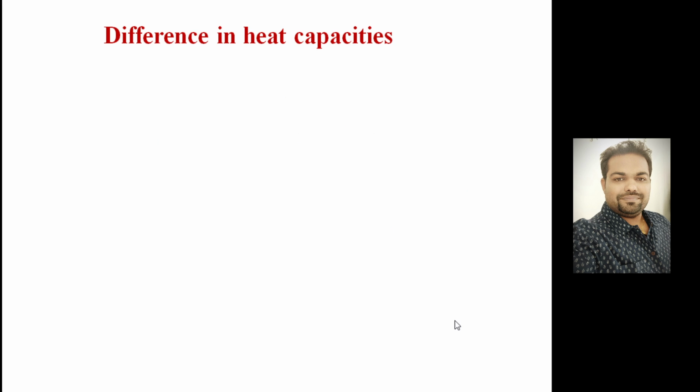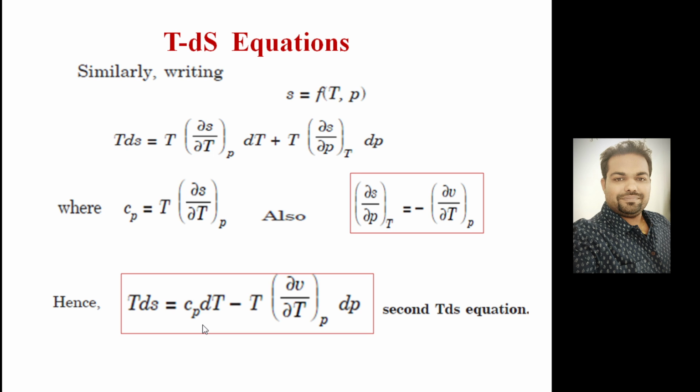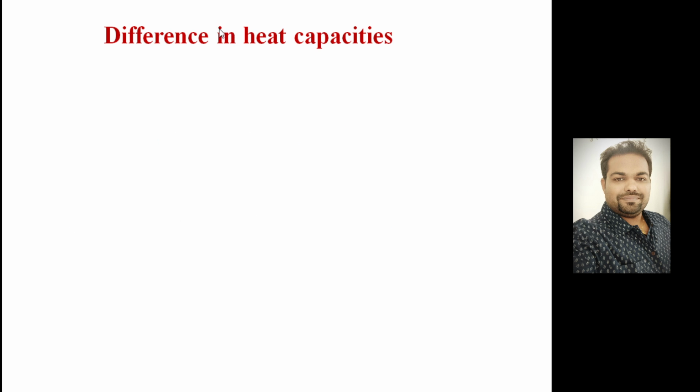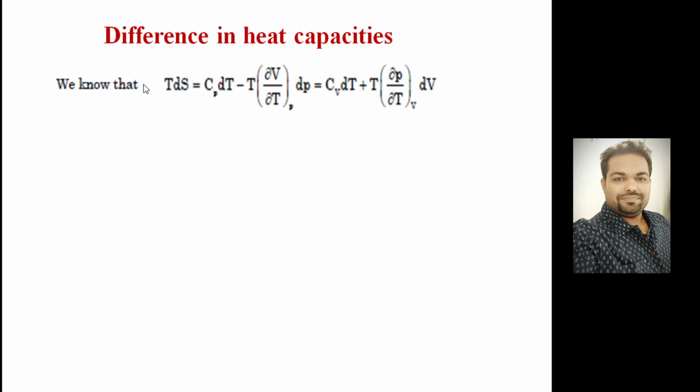Now we'll see the difference in heat capacity. We want to derive Cp minus Cv. In the first TdS we got Cv and in the second TdS we got Cp, so we have to basically subtract the first equation from the second to get Cp minus Cv. That's what we are going to do. So if you look at the TdS equations, these are the two TdS relations that we have recently derived. This is for the open system, this is for the closed system.